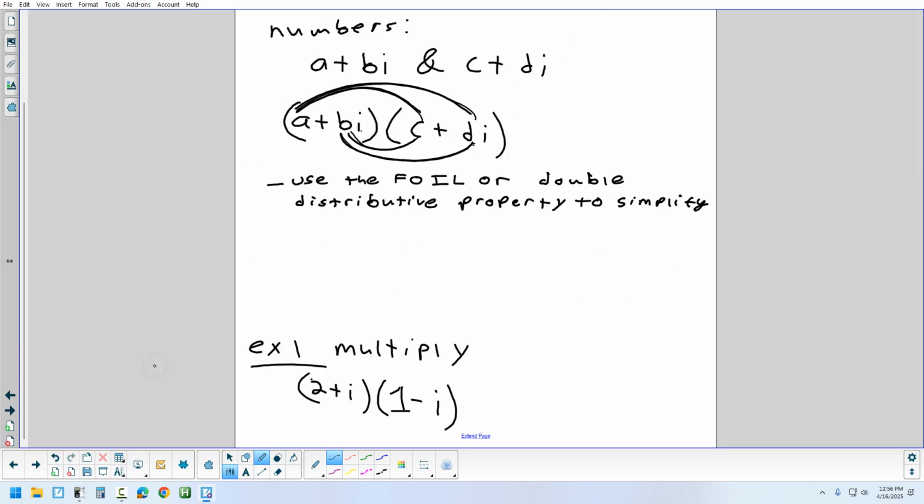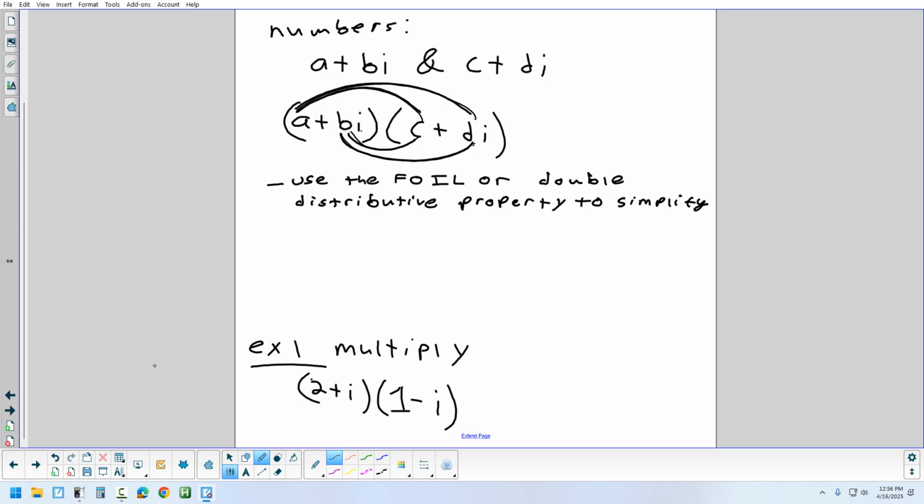We're going to look at that one. 2 plus i times 1 minus i. First thing is, even if it didn't say the word multiply, you would need to know that that's a multiply problem. There's no plus sign between the parentheses. There's no minus sign. When you don't put something, it's multiplying.